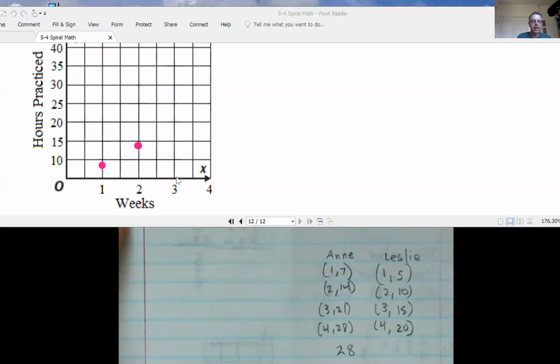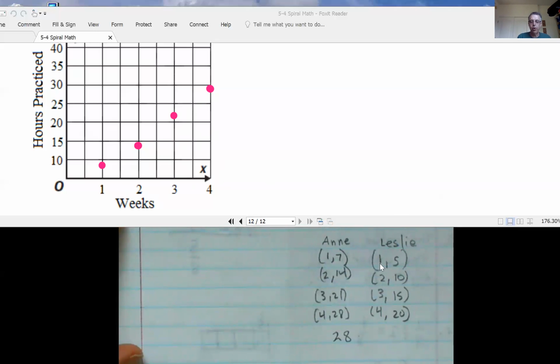3 and 21, 3 and then 20, right above 20. That's a little bit too far up. So I'll go ahead and put that there. And then 4 and 28, almost to 30. Put it over on the 4 line, right about there. Then what I can do is I'll do the same thing for Leslie.